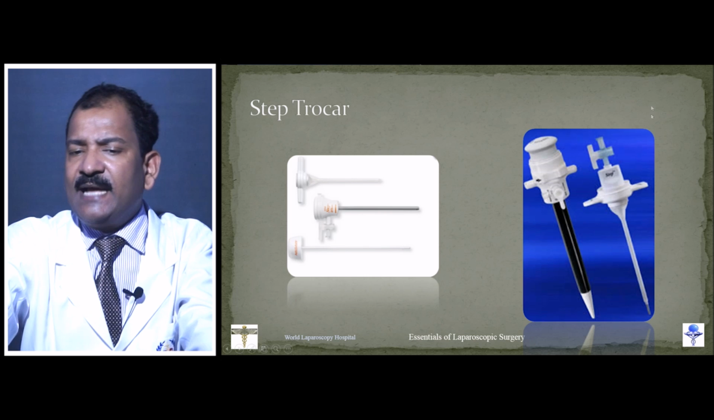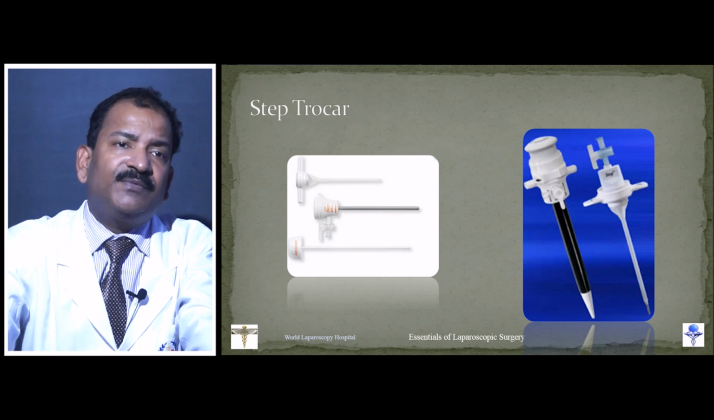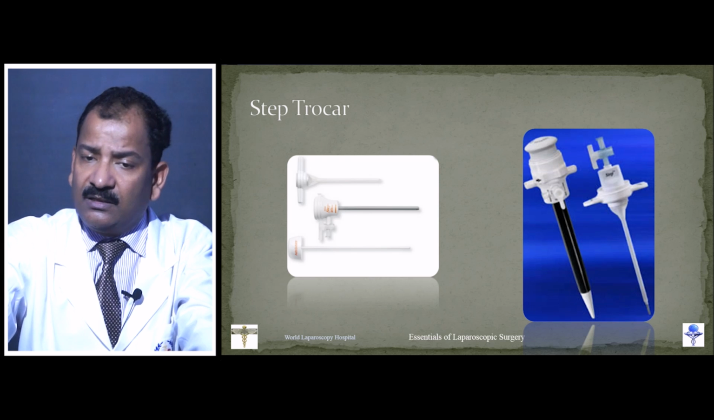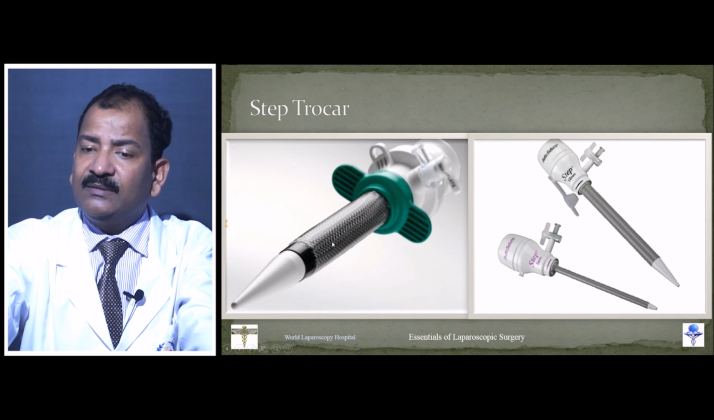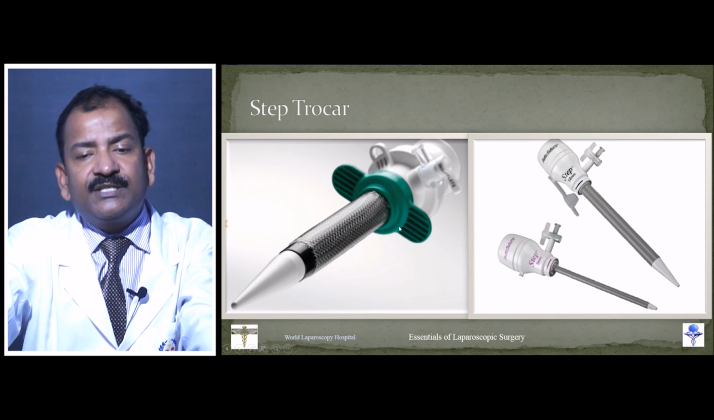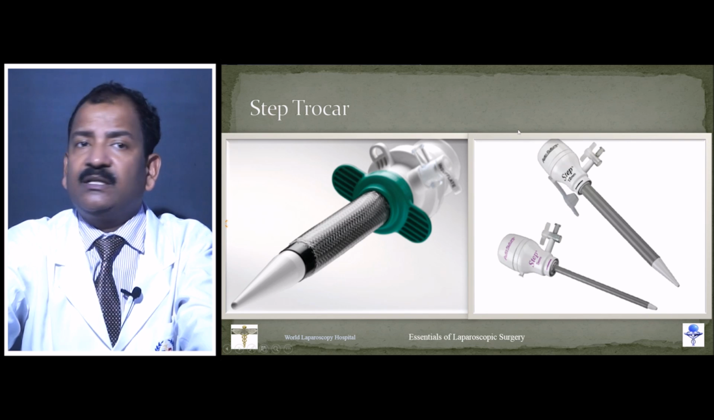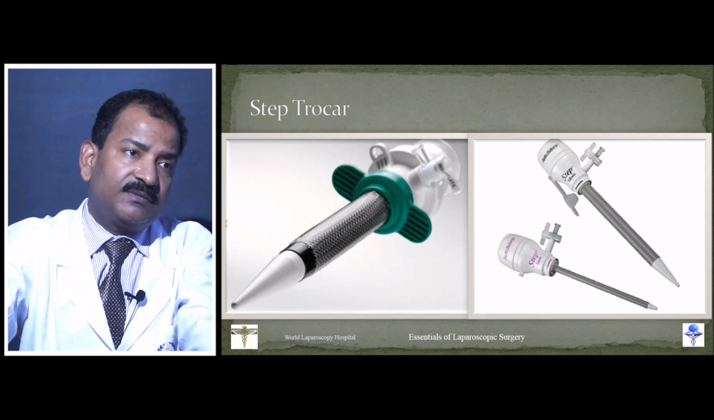Some people say it has one drawback, that the margins have ischemia because of excessive pressure over the tissue on the margins. This is a step trocar, how it breaks and how it stretches. This is strictly disposable. So, it is very good in countries where they always use disposables.